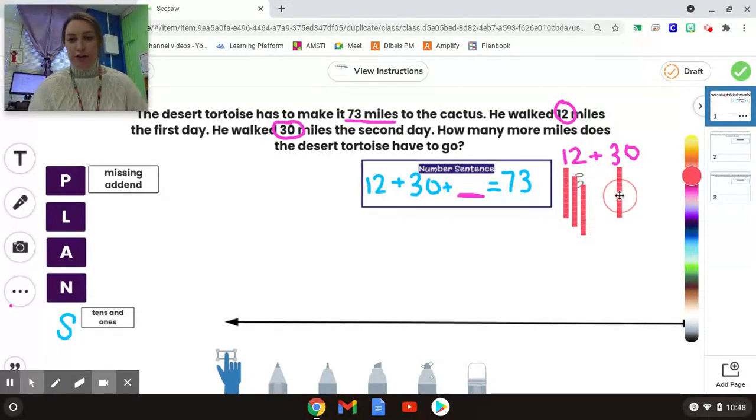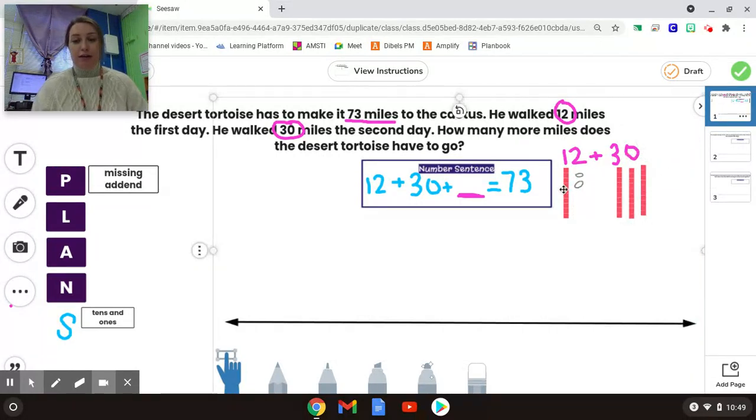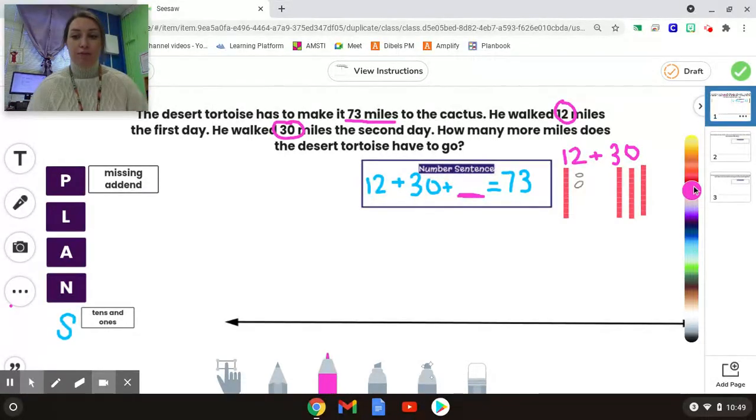So I'll put those over here. 10, 20, 30. So how much is 12 plus 30? Well, let's count the sticks and tens. Ready? 10, 20, 30, 40, 41, 42. So we know that 12 plus 30 is 42. So I'll put that right here, 42.